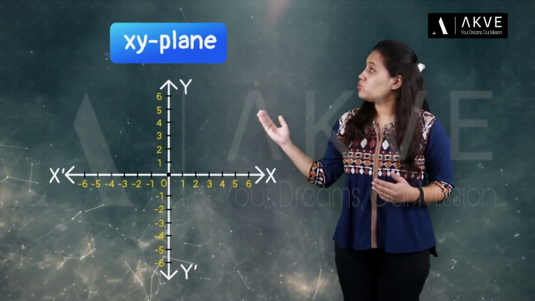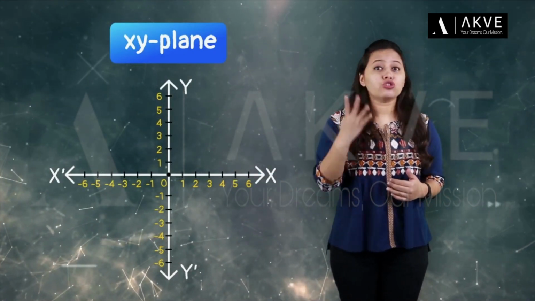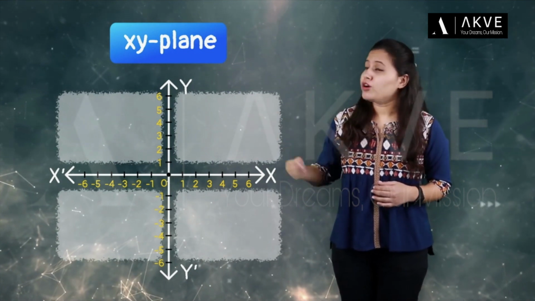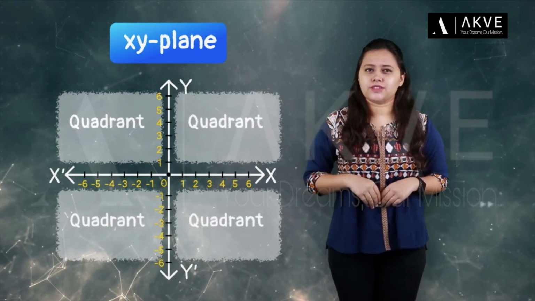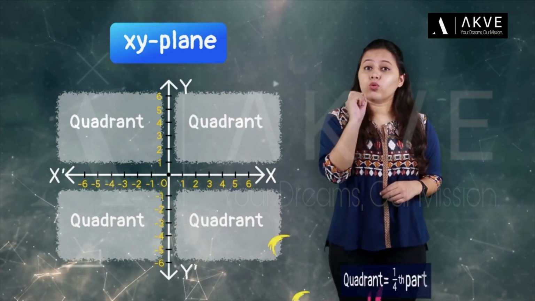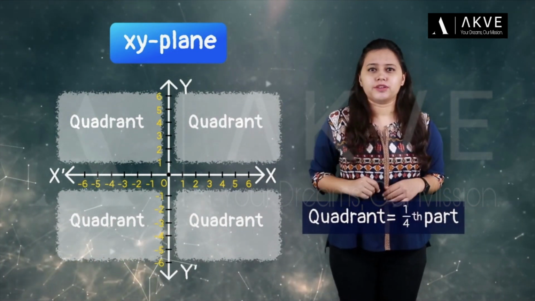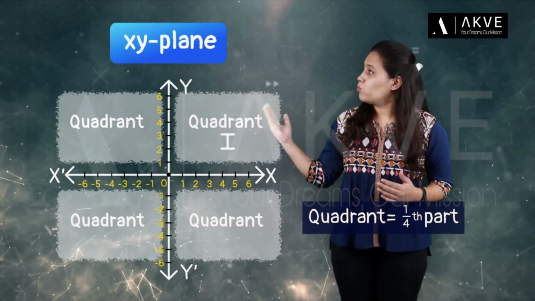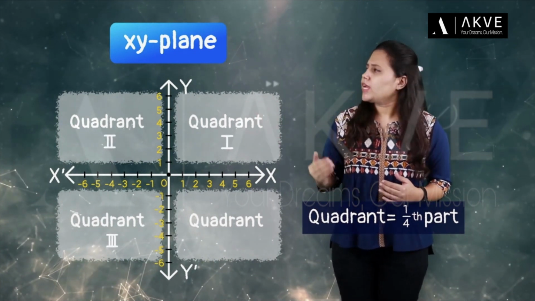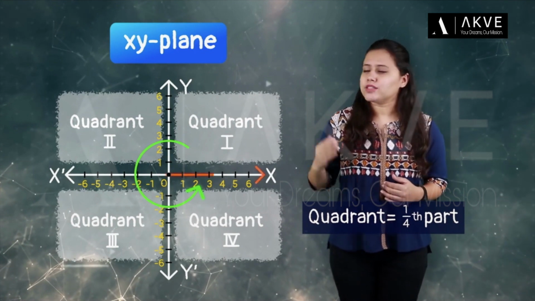Observe that the two axes divide the plane into four parts. These four parts are called the quadrants. A quadrant means 1/4 part. So, each of these parts is a quadrant. Quadrants are numbered 1, 2, 3 and 4 anti-clockwise from OX.